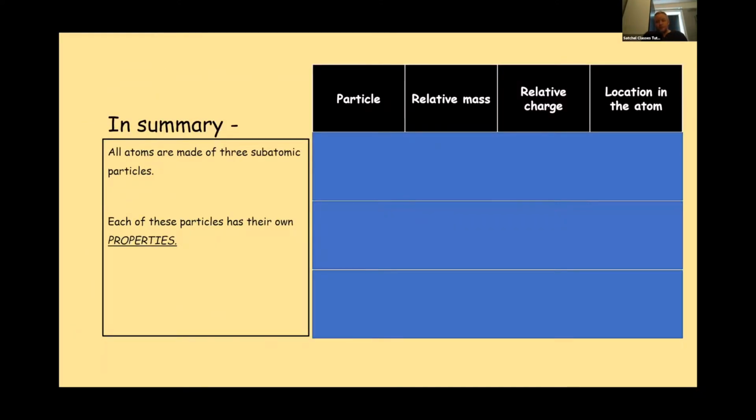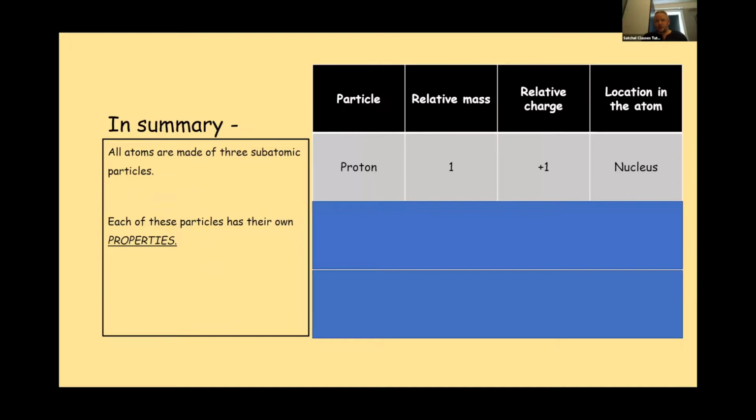So, all atoms are made of the 3 subatomic particles, and each of these particles has their own properties, which are summed up in a table that I've put together. So we take a look at the first one, particle proton. It has a relative mass of 1. Now, relative mass means its mass relative to a proton. It doesn't have any units, or if we do use units, we tend to say AU or atomic units, but the proton has a relative mass of 1 and a relative charge of +1.